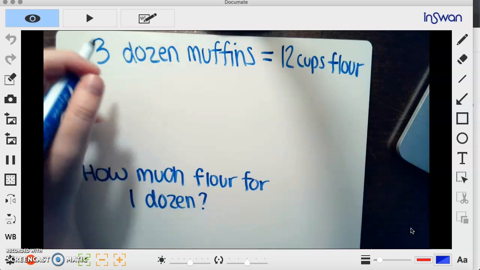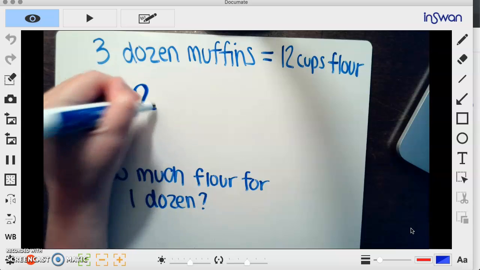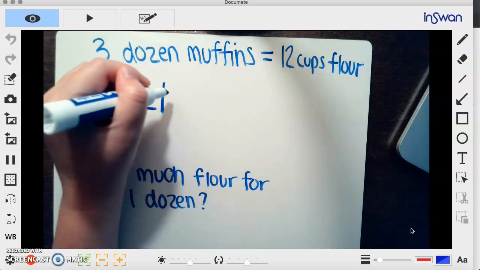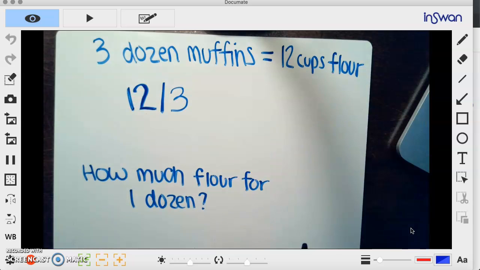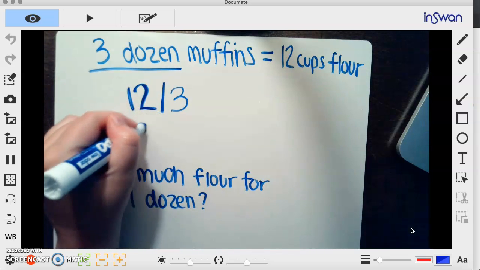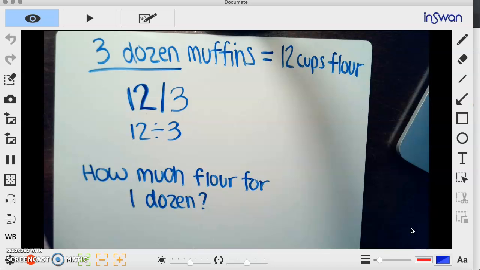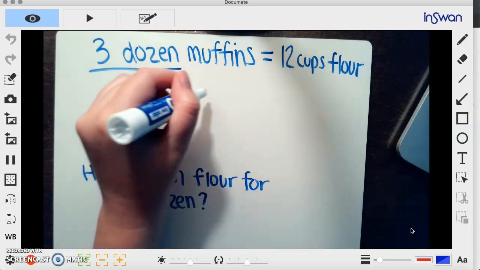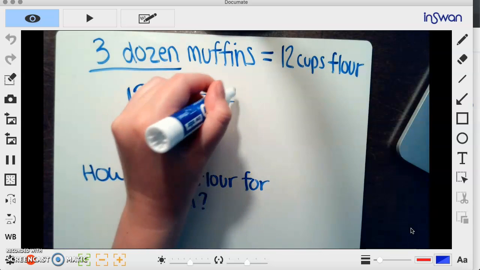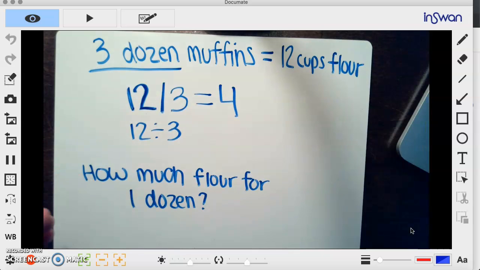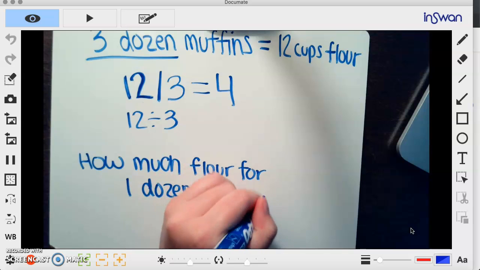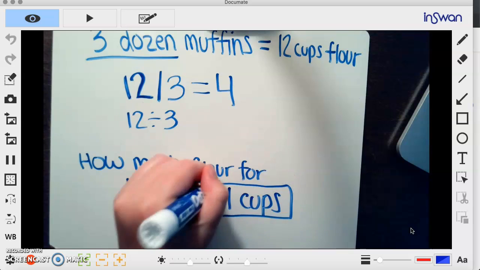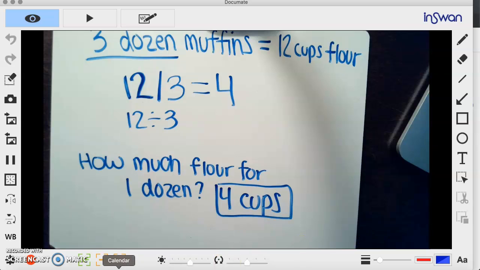I can do this by dividing my 12 cups of flour into 3, representing my 3 dozen. This is just another way of saying 12 divided by 3. 12 divided by 3 is going to give me 4. So how much flour is in 1 dozen muffins? It's going to be 4 cups of flour.